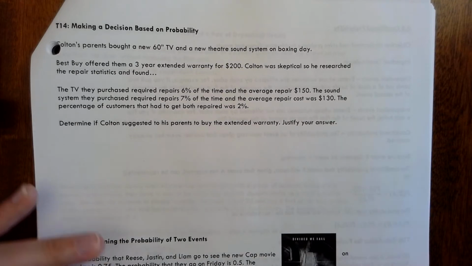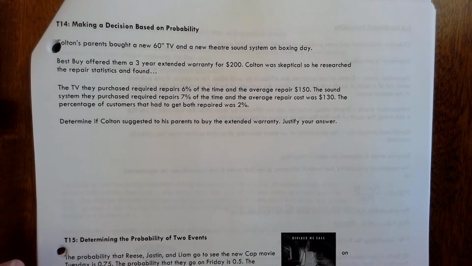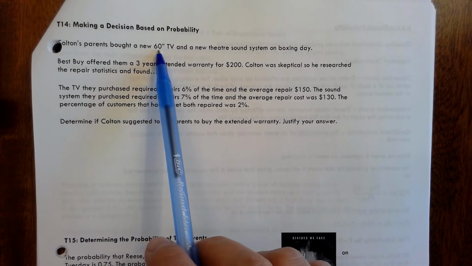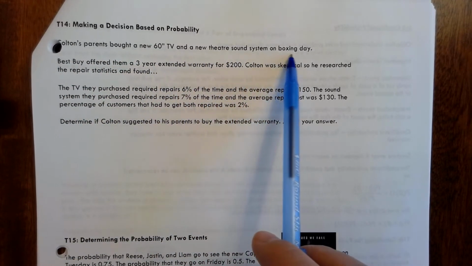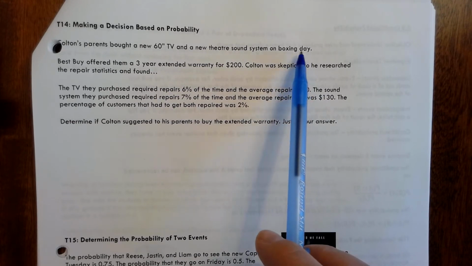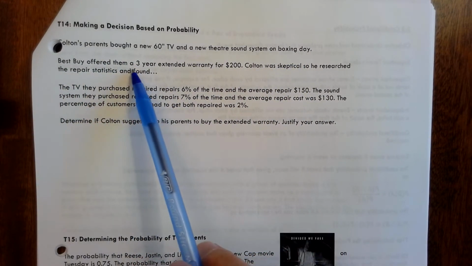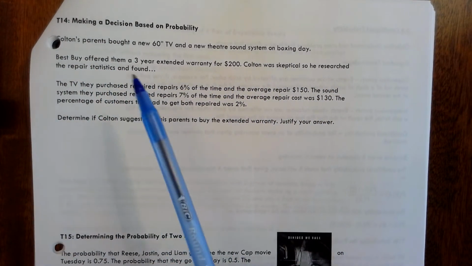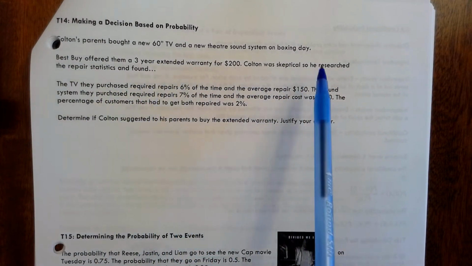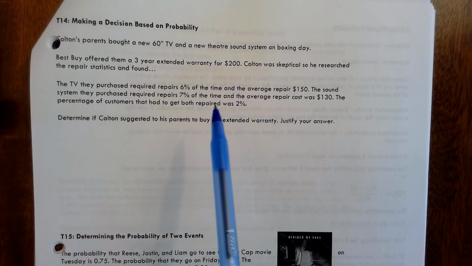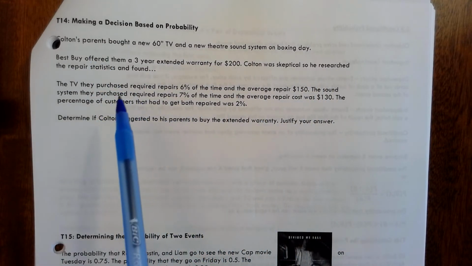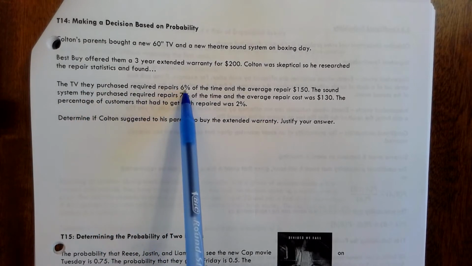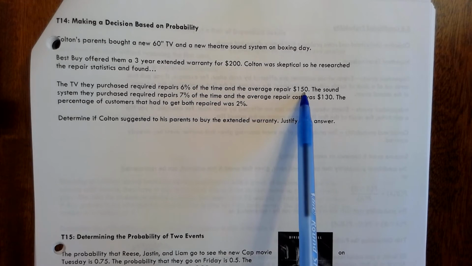But I gotta say, typically you're not given all this information when you're trying to make a decision. So Colton's parents bought a new TV, 60-inch TV, and a new theater sound system on Boxing Day. How exciting for you. Best Buy offered them a 3-year extended warranty for $200. He was skeptical, so he researched the repair statistics. Probably harder to do than this would lead you to believe, but that's no problem. The TV they purchased required repairs 6% of the time, and the average repair is $150.